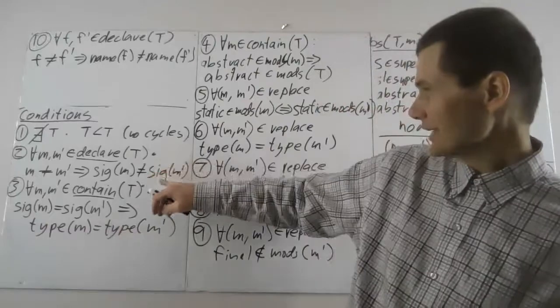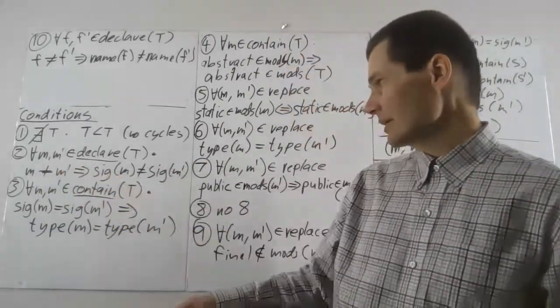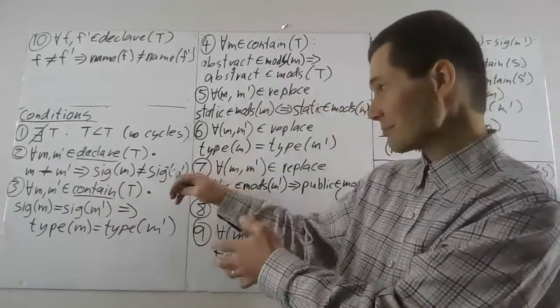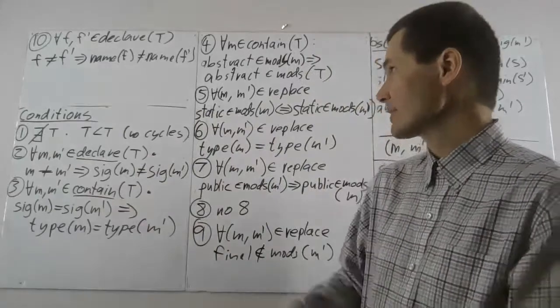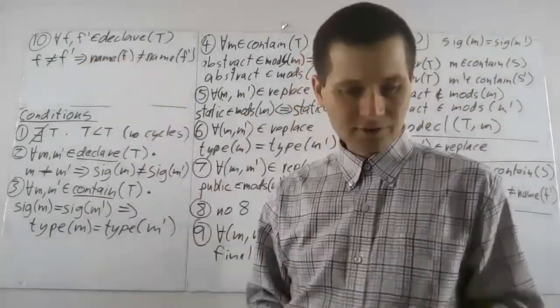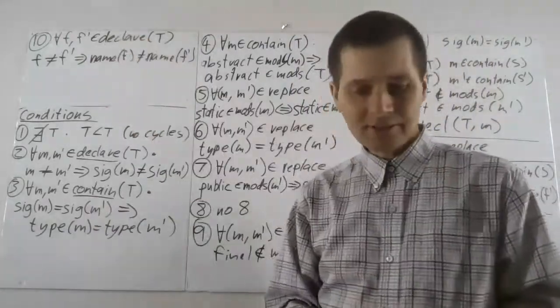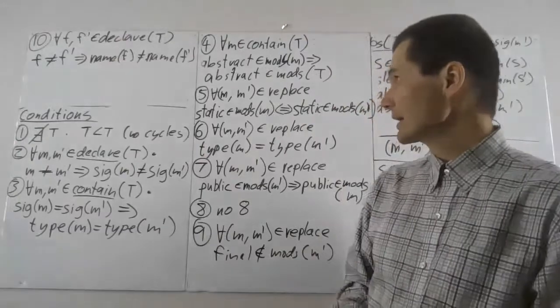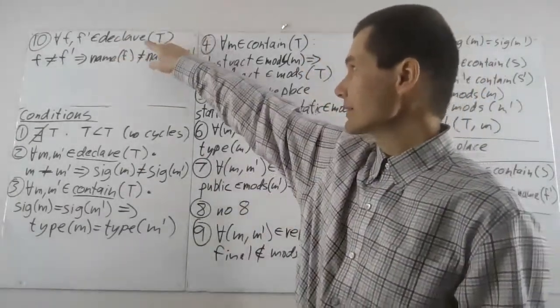Okay, so that's kind of like this one, that you don't have 2 methods with the same signature, right? Methods are allowed to have the same name as long as they have different parameter types. Fields don't have parameter types, so we're just making sure that any pair of fields that you declare in the same class have distinct names.